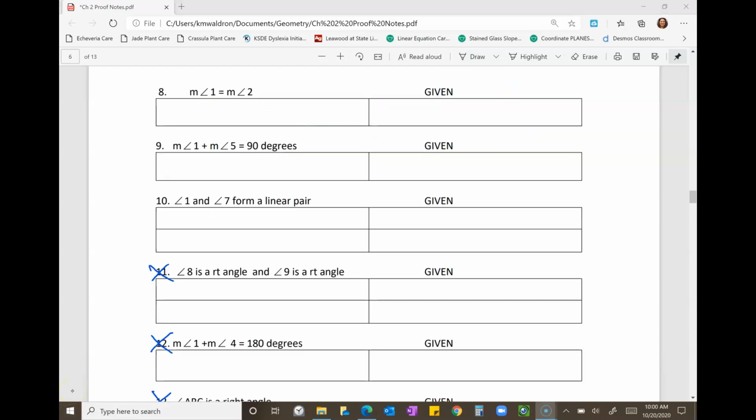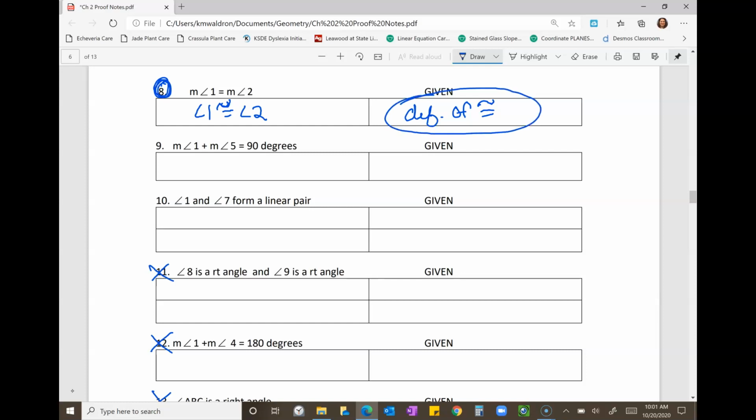Okay, so for proof 8, I have the measure of angle 1 equals the measure of angle 2. So when I have two measures that are the same, that's also implying that my angles are congruent to each other. So that means angle 1 will be congruent to angle 2. This is by definition of congruency. You will have at least 3 or 4 like this on your homework. So because my angles are congruent, that means the measures are the same. So we just have to know the definition of congruence in order to finish proof 8.